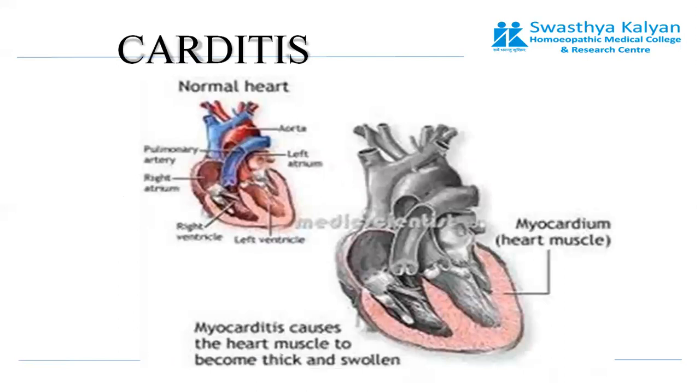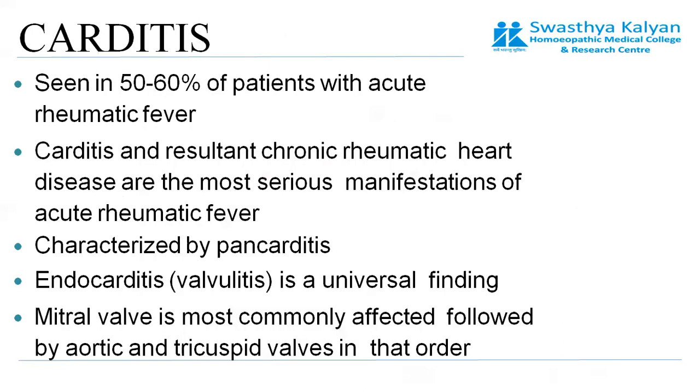Now, let us consider carditis. Carditis is seen in around 50 to 60% of patients with acute rheumatic fever. Carditis, and the resultant chronic rheumatic heart disease, are the most serious manifestation of acute rheumatic fever, which is characterized by pancarditis, and is almost involving the whole heart. Endocarditis, valvulitis, is a universal finding. Mitral valve is the most commonly affected, followed by aortic and tricuspid valve in that order.